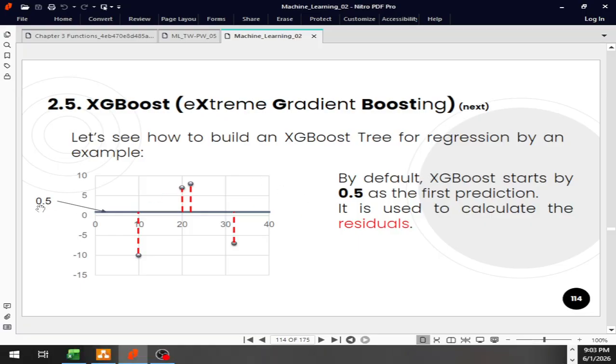We have this 0.5. What is it? Here it says by default XGBoost starts by 0.5. Okay, and not to forget that we are going to make a prediction of a continuous value, so it's a regression, and we are going to do decision trees. This is why earlier when we were speaking about decision trees, I mentioned that they are also used for regression. So back to that 0.5.